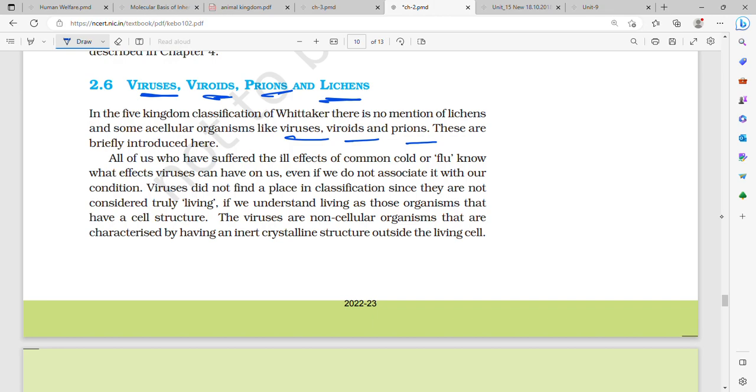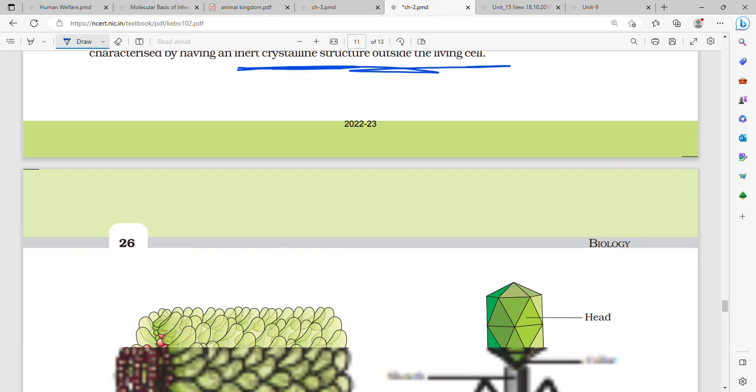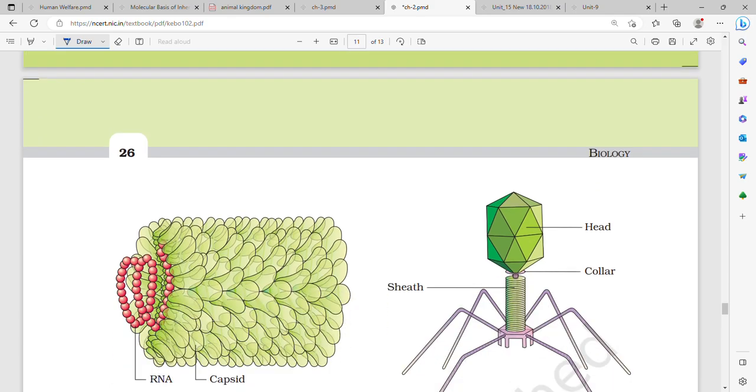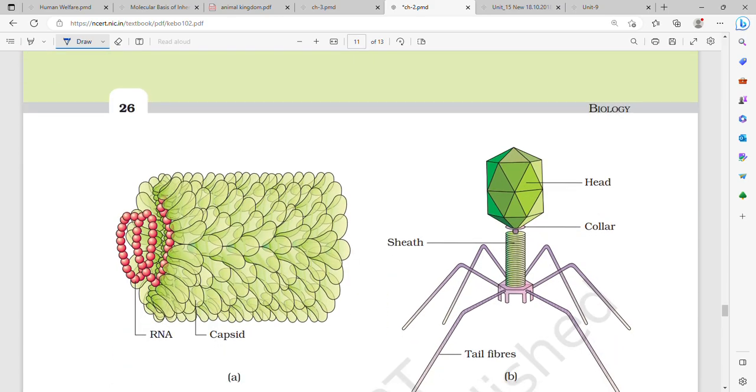All of those who have suffered the ill effects of common cold or flu know what effects viruses can have on us. Even if we do not associate it with our condition, viruses did not find a place in classification. They are not truly living. Living organisms are those which have a cell structure. Viruses are non-cellular organisms. They are characterized by having an inert crystalline structure outside the living cell, that is, they are not really considered living.